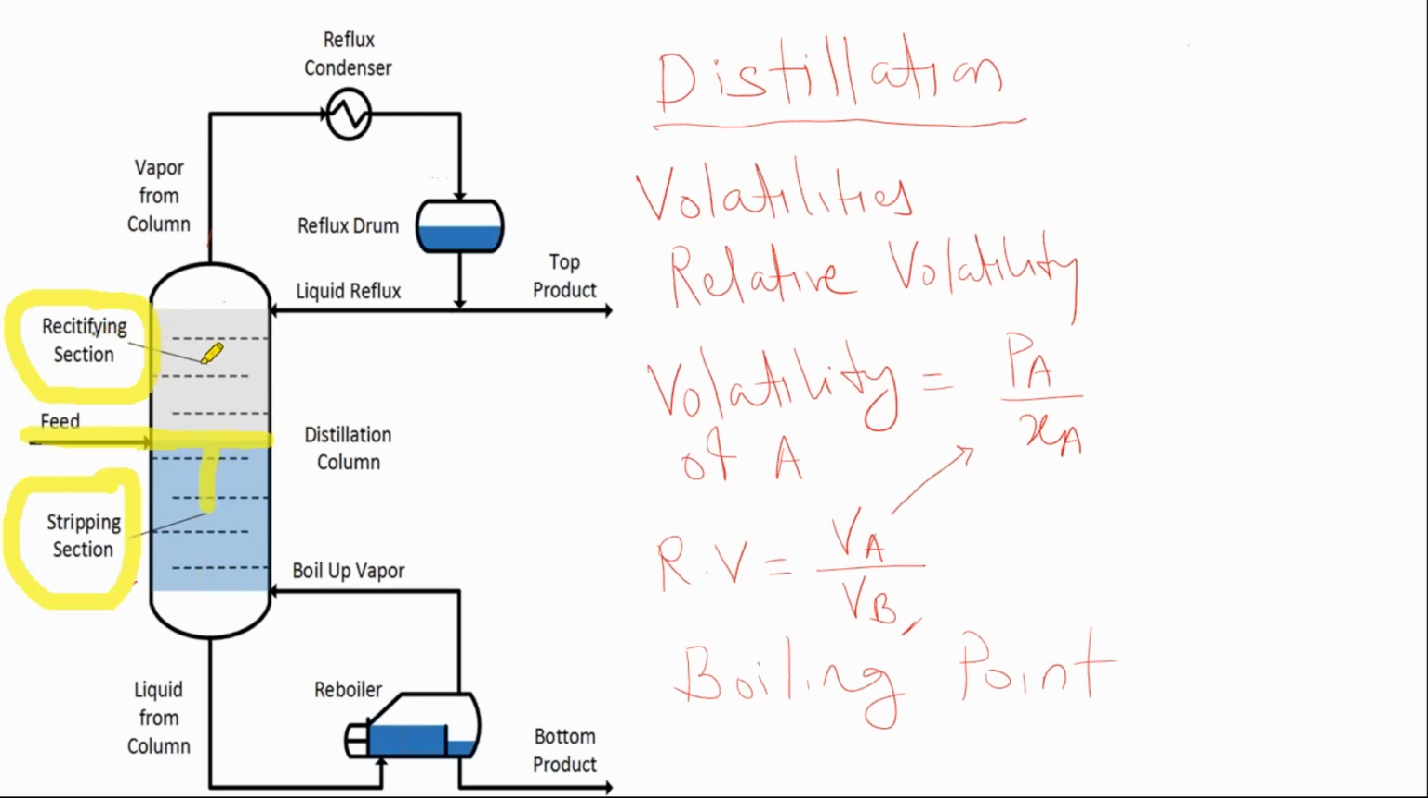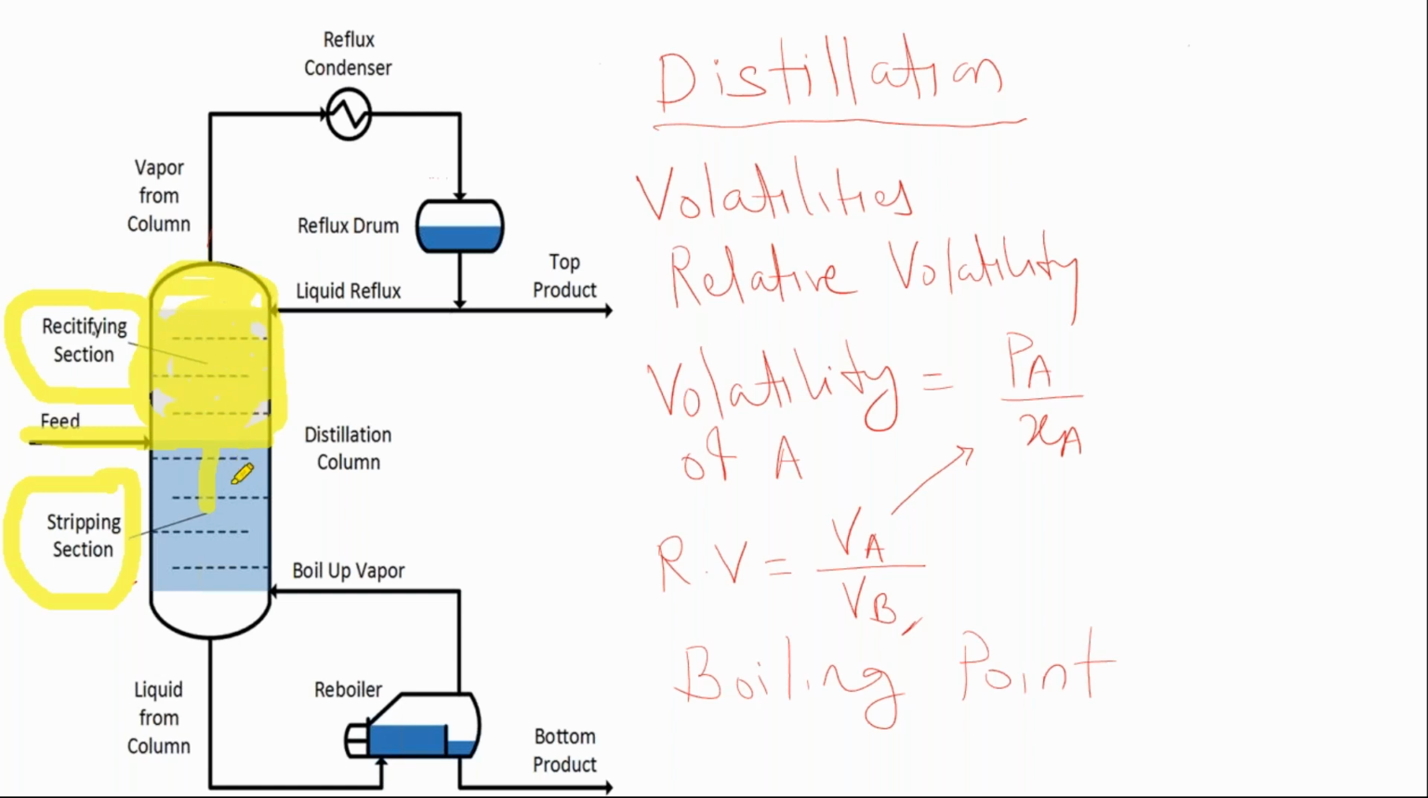Rectifying means we are going to correct these fractions. We are going to increase the purity of these vapor particles. That is nothing but rectification, and that is why this section, where the purity of the vapor particles or the liquid particles is going to increase, where they are going to be rectified in the more volatile component, is called the rectifying section, right?